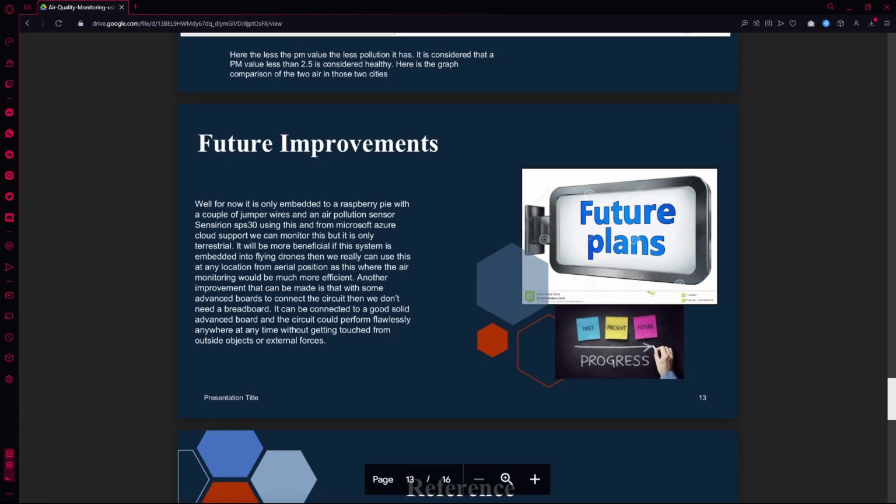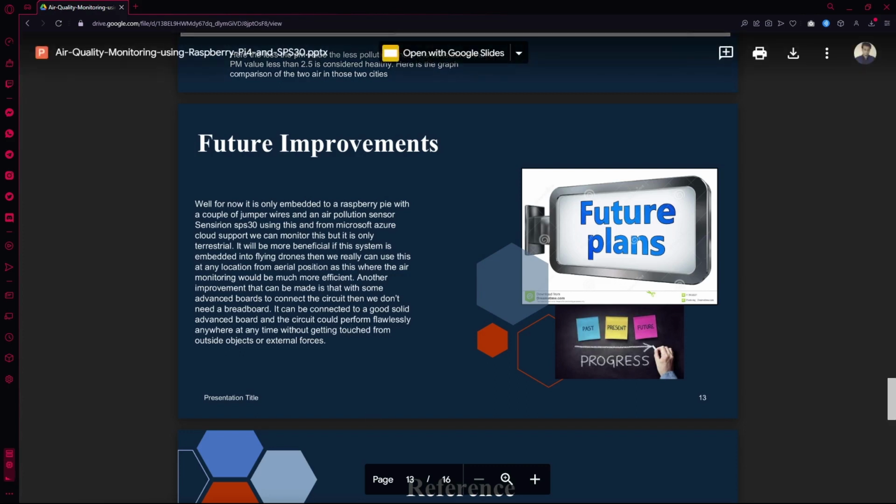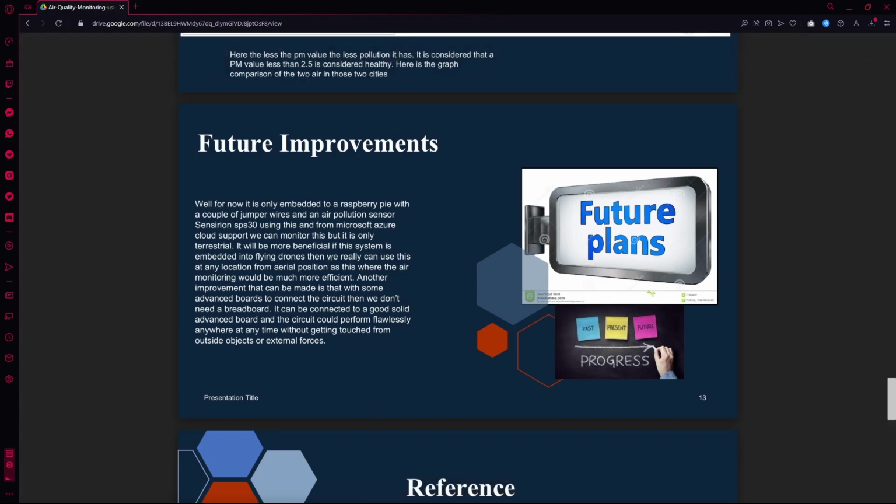Greetings, this is Tausif Ahnaf, and I'm going to be talking about the future improvements of our project, Air Quality Monitoring using Raspberry Pi 4. For now, it is only embedded to a Raspberry Pi with a couple of jumper wires and an air pollution sensor known as Sensirion SPS30. Using this, and from Microsoft Azure cloud support, we can monitor this, but it is only terrestrial.